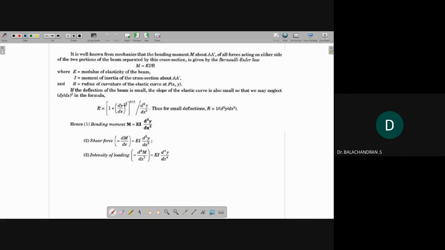Thus, for small deflection, capital R equal to, the numerator is now 1, the denominator is d square y by dx square. Now, if you substitute the value of R in this equation, we will get a bending moment M equal to EI into d square y by dx square. If you differentiate M with respect to x, you will get a shear force that is equal to EI into d cube y by dx cube. So if you again differentiate with respect to x, you will get intensity of loading that is equal to d square M by dx square equal to EI into d power 4 y by dx power 4. Okay.